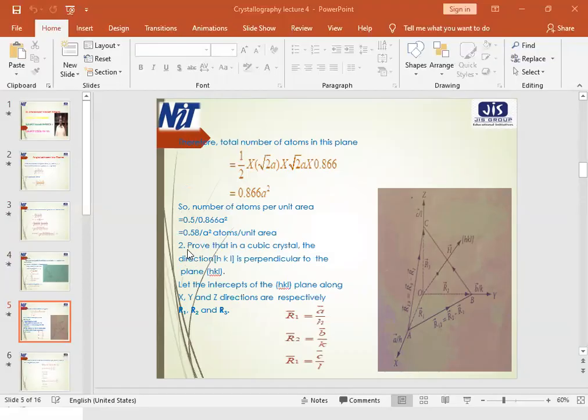Now, for the second question, let us take another illustration to understand this. Prove that in a cubic crystal, the direction hkl is perpendicular to the plane hkl. For that, let us take the intercepts of the hkl plane along the three directions, X, Y and Z, as r1, r2 and r3. Then these intercepts can be written as r1 equal to vector a by h, r2 equal to vector b by k, and r3 equal to vector c by l.